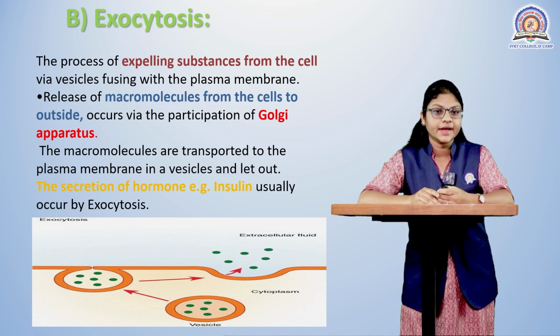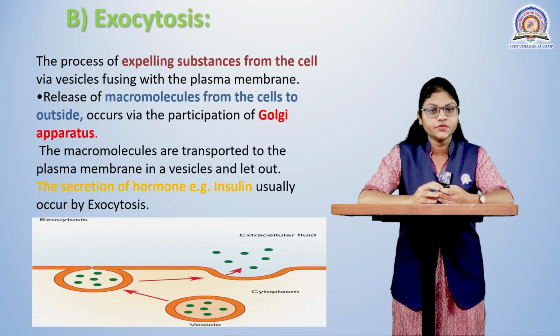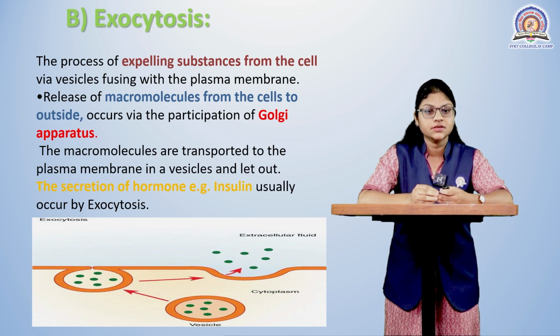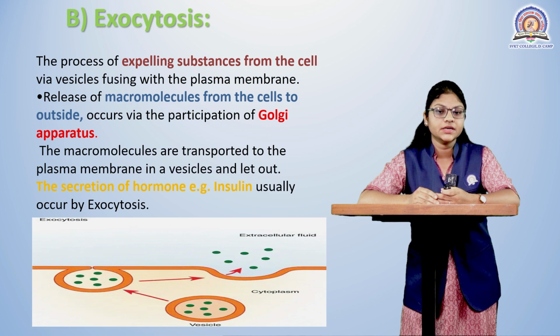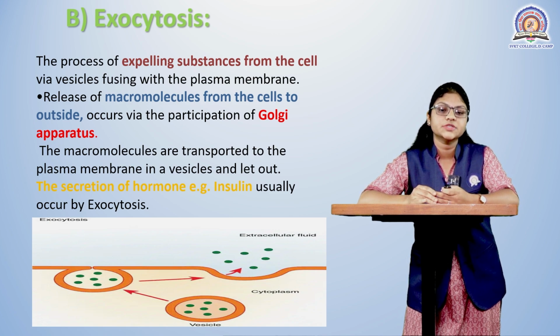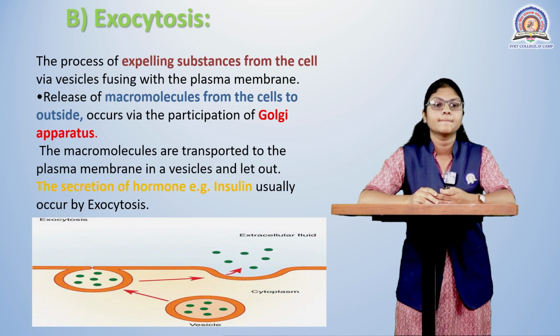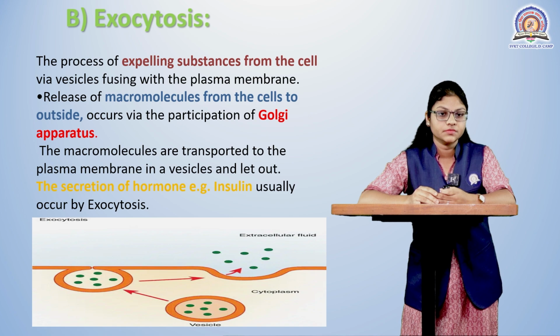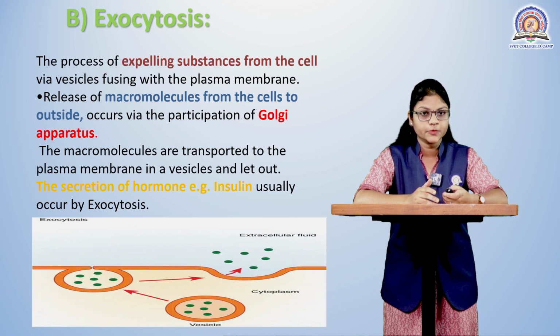In this diagram we can see that the vesicles which are pinched off from the Golgi apparatus start migrating towards the plasma membrane. After coming in contact with the plasma membrane, they start dissolving, and the substances are expelled out to the extracellular space. Here we can study the example of insulin. Insulin is transported by this exocytosis process.